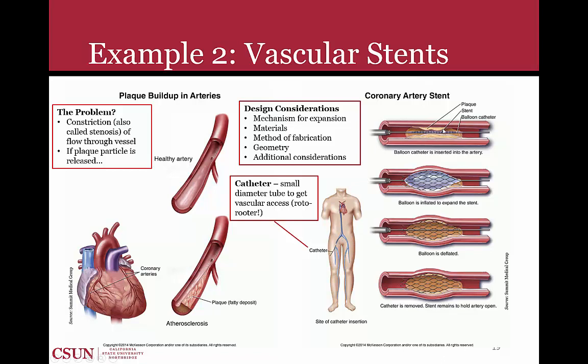And then once you get to the site where you have plaque, you can then use a balloon, which is underneath or within the collapsed stent, and that balloon will then expand the stent and push against the walls and the plaque, and open up the blood vessel again. So that's one way to do it. This is using a balloon to inflate and expand the stent.